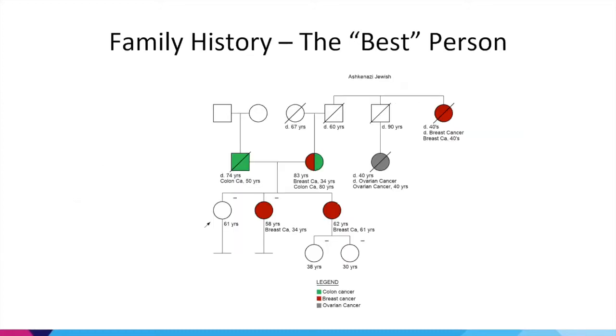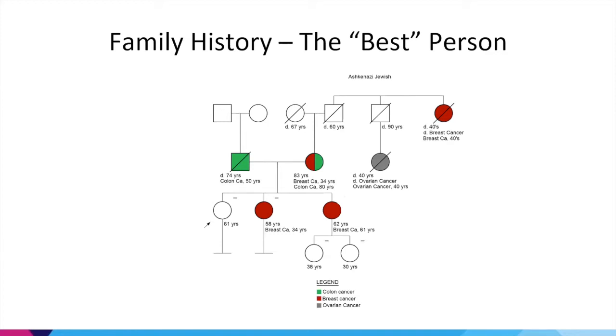When we talk about the best person to be tested, I just want to give a case example because I think this is a really important point. This is a case that I saw a few years ago, and this is when we take a family history, we draw out these charts. They're called pedigrees, where women are circles, men are squares, and people in the same generation are on the same line. So for example, my patient is a 61-year-old female.